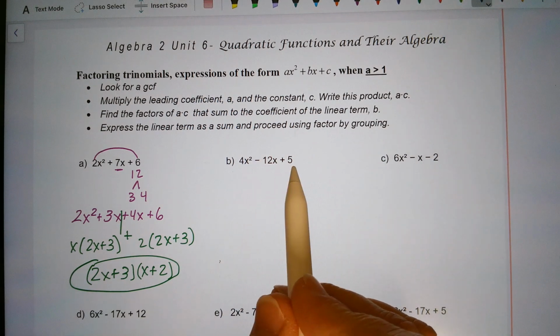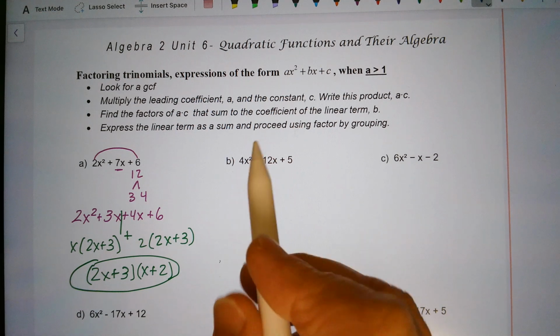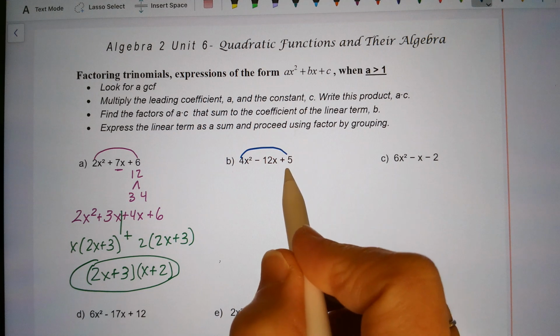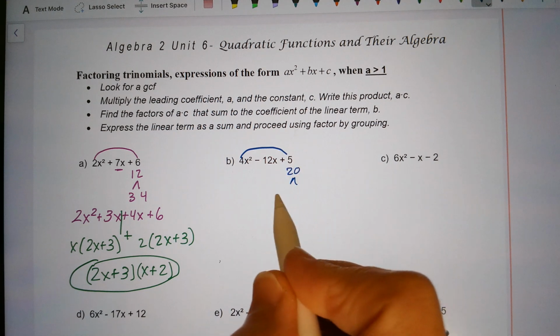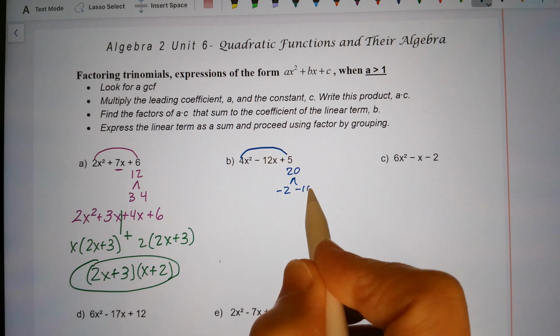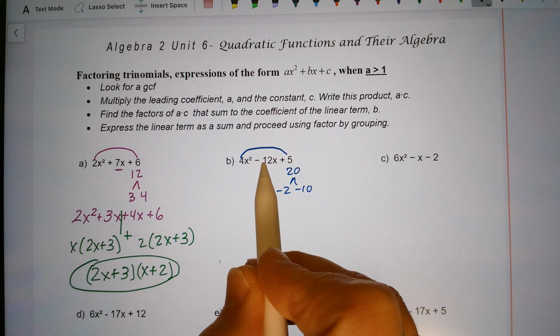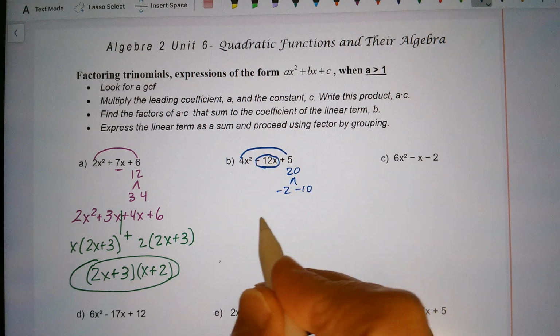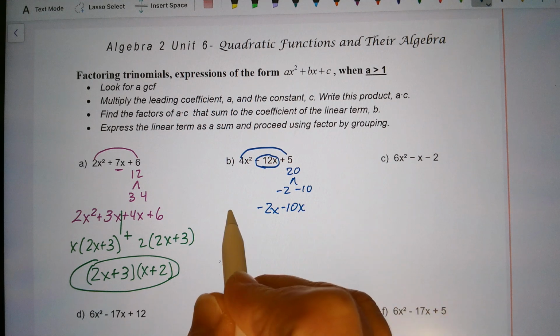B, no GCF to all 3 terms. The leading coefficient is a 4, so we do 4 times 5 is 20. We want the factors of 20 that sum to negative 12: negative 2 and negative 10. So now we are simply rewriting the negative 12x here as negative 2x minus 10x.